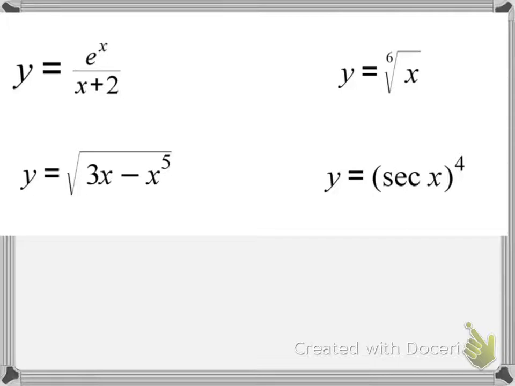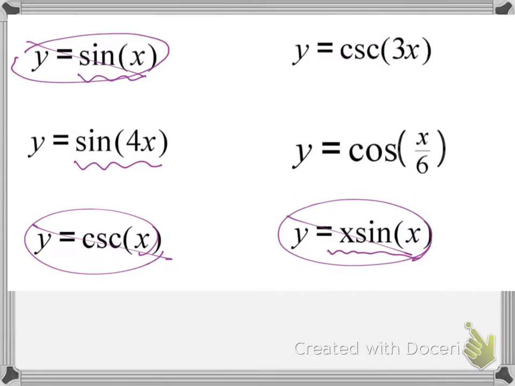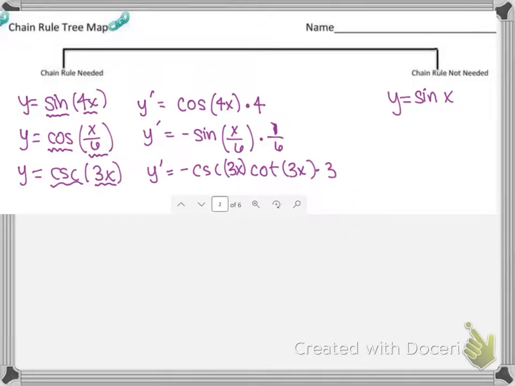Okay, so hopefully you paused the video and wrote those in the appropriate place. This one will not require chain rule. It would require quotient rule. Also, this one will not require chain rule. It would just require the power rule. So these are the two that you're going to write on the left-hand side of your tree map. So we have y equals the square root of 3x minus x to the 5th. And then we have secant x all to the 4th power.